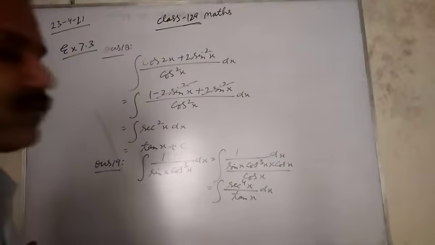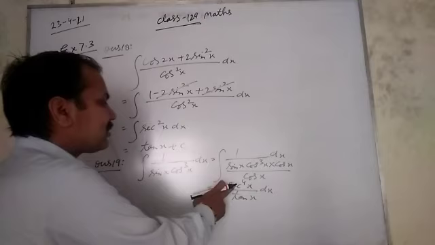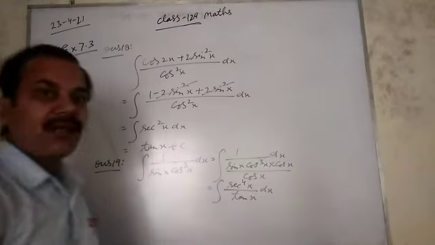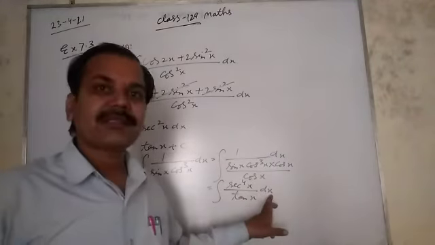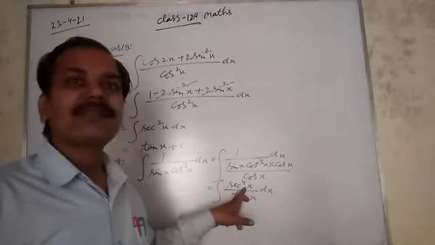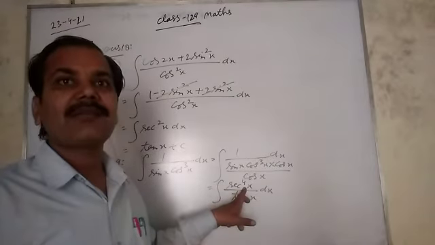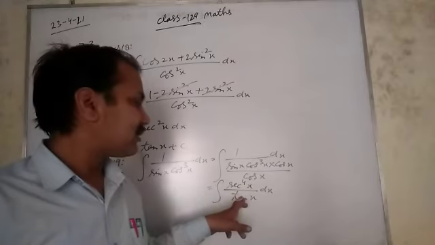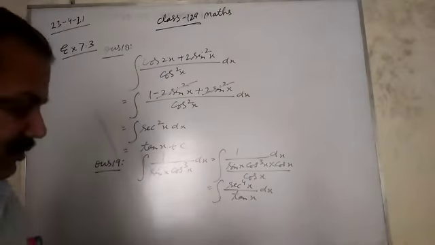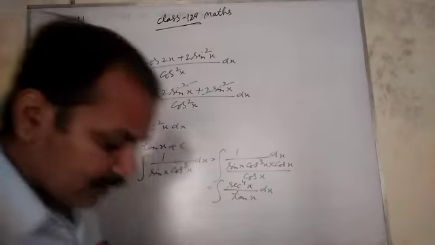Then suppose tan x is equal to t. Convert this into sec square x into sec square x. So one sec square x dx will become dt, and in place of the other sec square x you can write 1 plus tan square x, then put the tan x value t and integrate it. Okay. Question number 20.